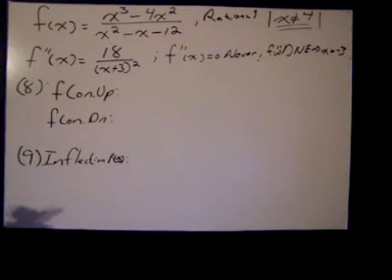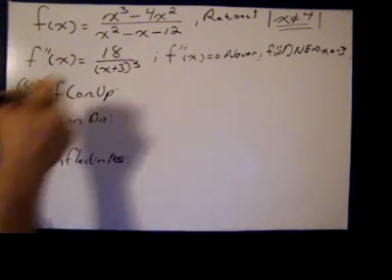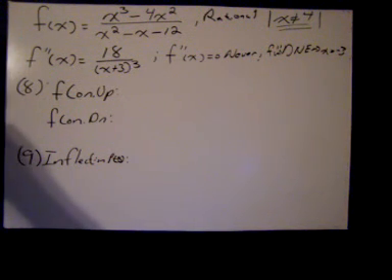We got 18 over x plus 3 quantity cubed. I don't know why I had that mistake up there. And f double prime equals 0 only when the numerator equals 0, and the numerator is 18, which never equals 0. So that's easy enough. And f double prime does not exist implies that x equals -3.